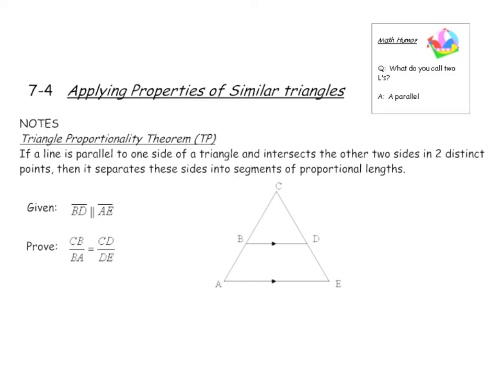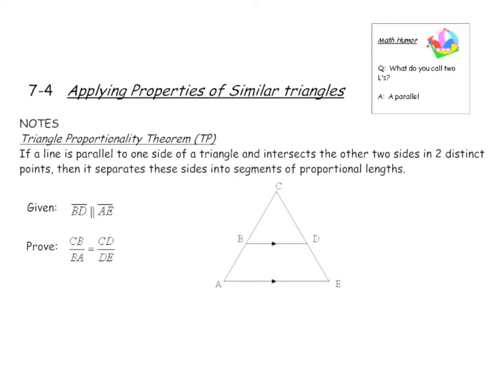So we're going to take a look at the notes. And the first thing we're going to deal with in the notes today is the triangle proportionality theorem, otherwise known as the TP theorem. What this theorem states is, if a line is parallel to one side of a triangle and it intersects the other two sides in two distinct points, then it actually separates these two sides into segments of proportional lengths.